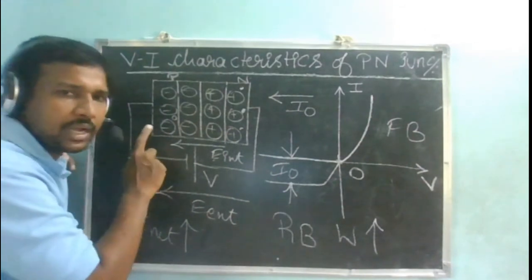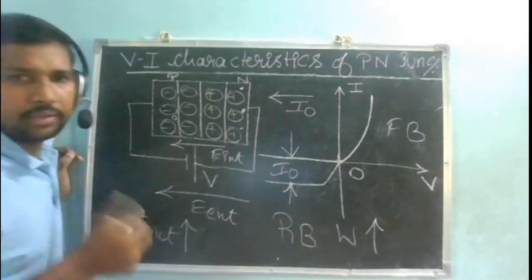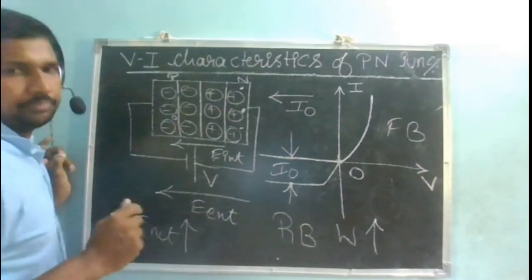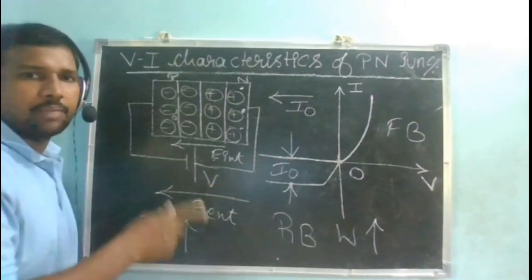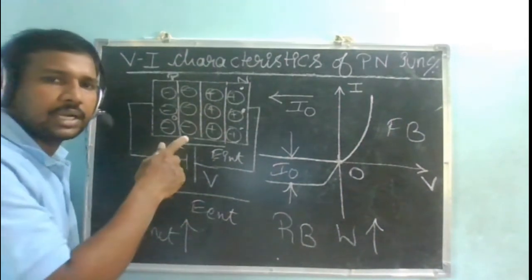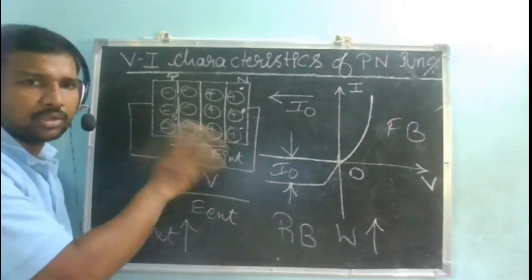This movement of minority charge carriers in the P side and N side is due to which type of mechanism? Diffusion mechanism or drift mechanism? Drift mechanism. With whatever electric field that I am applying, I am able to get the movement of charge carriers, that is holes in N type and electrons in P type, across the junction.